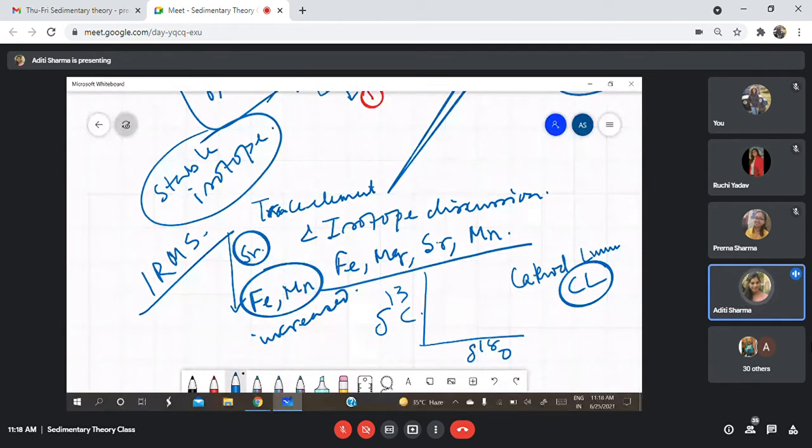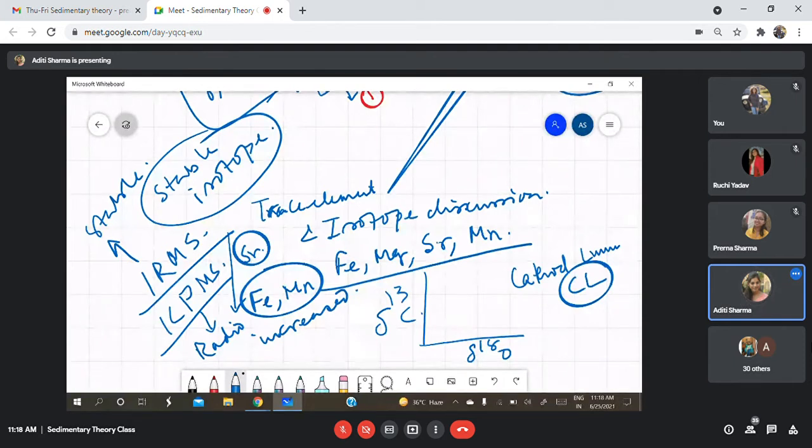There are two types of mass spectrometer we use. What is the other type? ICP-MS, inductively coupled plasma mass spectrometer. It tackles the radiogenic isotope, while the IRMS tackles the stable isotope. What is IRMS? Isotope ratio mass spectrometer. In the IRMS, you identify del 13C and del 18O, then you make a cross plot.